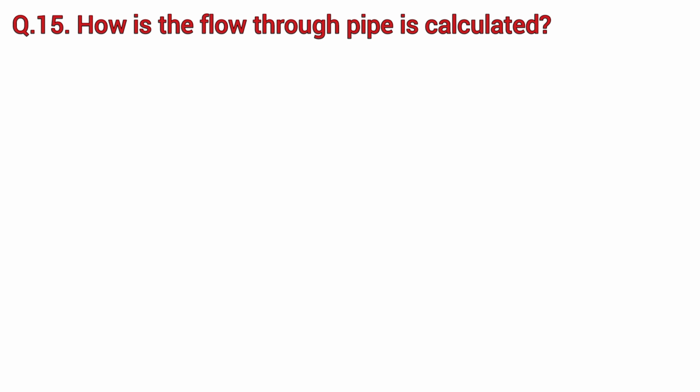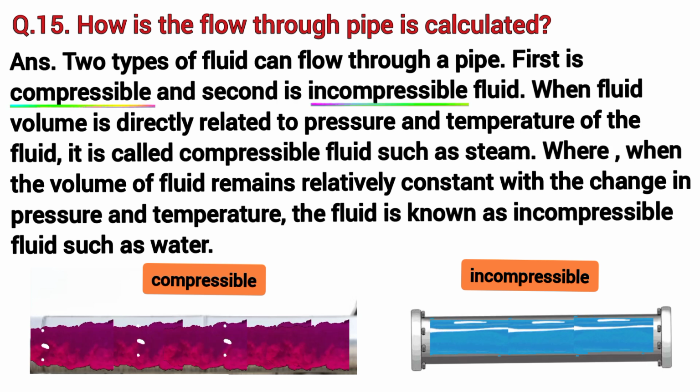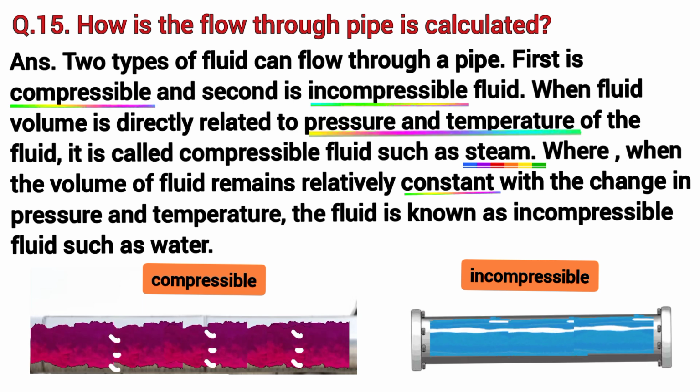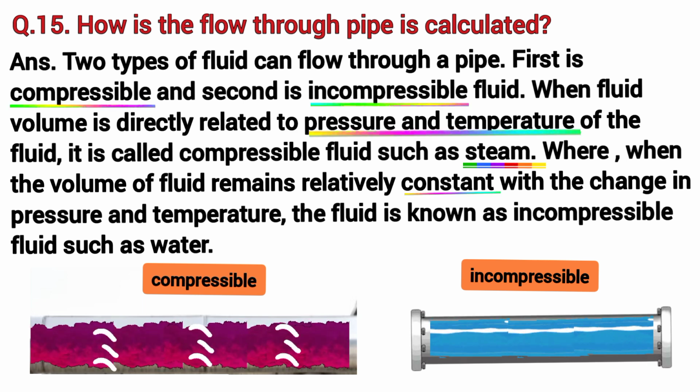How is the flow through a pipe calculated? Two types of fluid can flow through a pipe. First is compressible and second is incompressible fluid. When fluid volume is directly related to pressure and temperature of the fluid, it is called compressible fluid, such as steam. When the volume of fluid remains relatively constant with the change in pressure and temperature, the fluid is known as incompressible fluid, such as water.